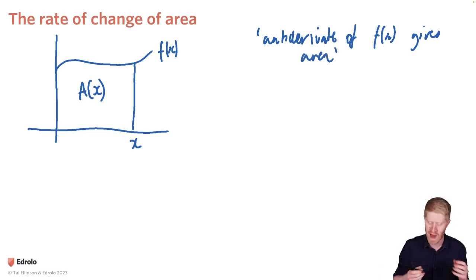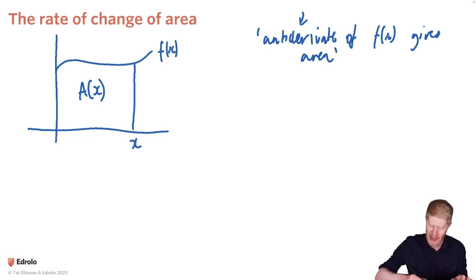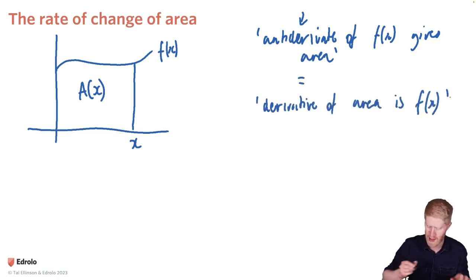Another way of formulating that is to reverse the process. Now, antiderivative, what does the word mean? It means the reverse of the derivative. So if the antiderivative of f is area, then the derivative of area has to be f, right? That's an equivalent statement to saying the derivative of area is f of x.